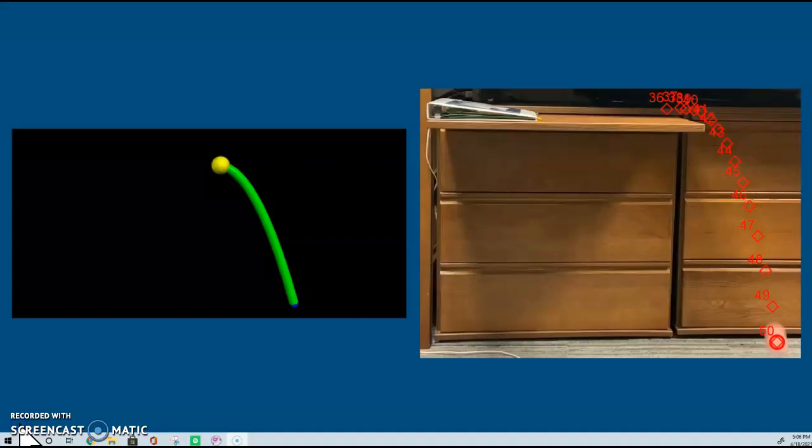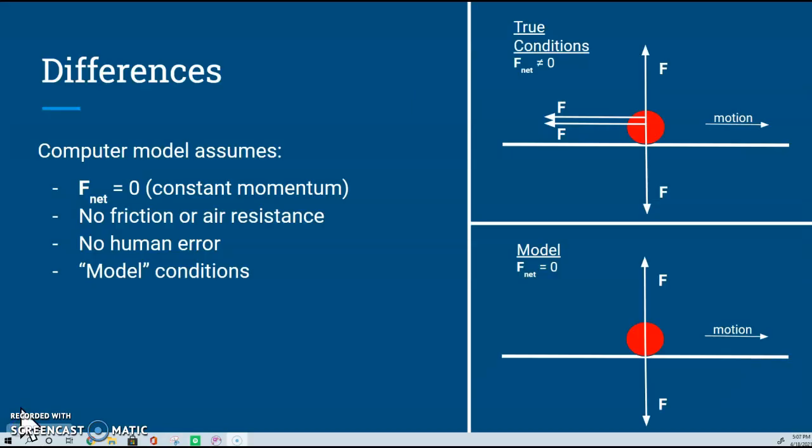The path of the ball in the model matches pretty well to the path of the real situation, as shown in these pictures. I will now discuss why there is a difference between the predicted and observed data. The computer model assumes that F_net is equal to 0, which would mean the ball has constant momentum and does not slow down on the horizontal surface. This is because the model does not account for air resistance or friction. There is also no human error in the computer model, as these are truly model conditions.